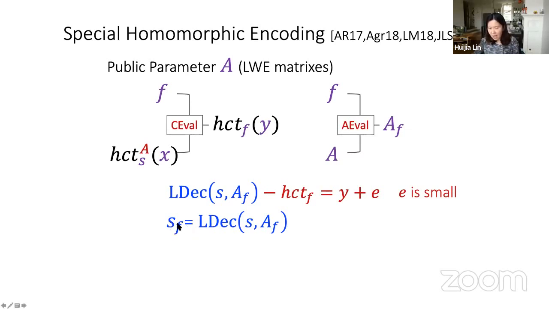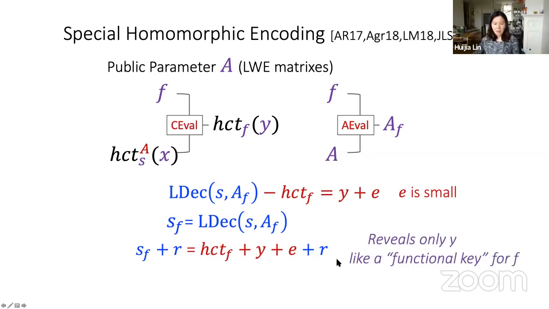So let me call the output of the linear decryption SF. And we observe that if I add to SF some smudge noise R, then, rearranging the equation, it equals the output ciphertext of F plus E plus Y plus E plus R. And this right-hand side tells us that the only information conveyed is Y. Why? Because the output ciphertext can be computed publicly, and E plus R is now smudged, therefore E is hidden, and hence the only information revealed is Y. In other words, you can really view SF plus R as a sort of functional key for F that reveals only the output of F.